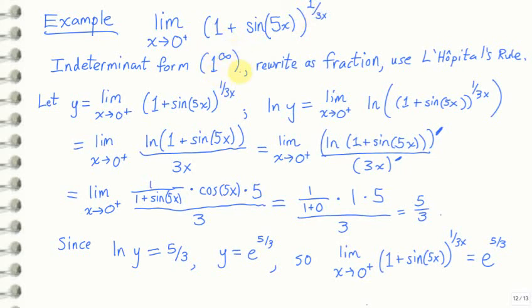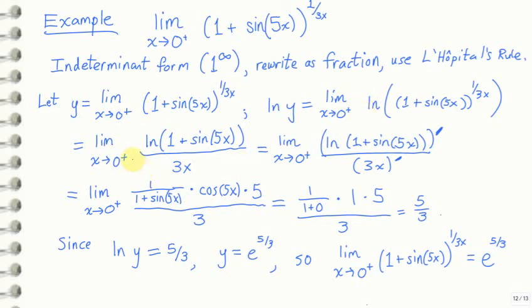We can rewrite this as a fraction, and then we'll use L'Hopital's rule once more. And, like the previous problem, we have y equal to this limit, as x goes to 0, of this expression. To deal with this variable quantity in the exponent, we're going to take the ln of both sides. So ln of y, the limit of ln, this expression, and the exponent, 1 over 3x, comes down in front of the ln by the rules of logarithms. So here's our new transformed limit. Now it really looks like a fraction.